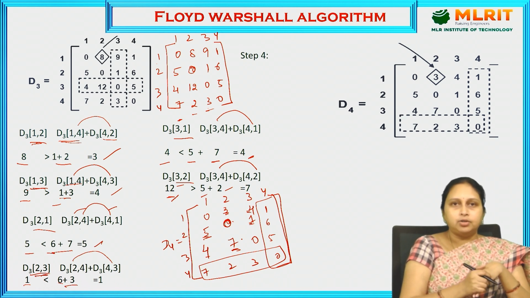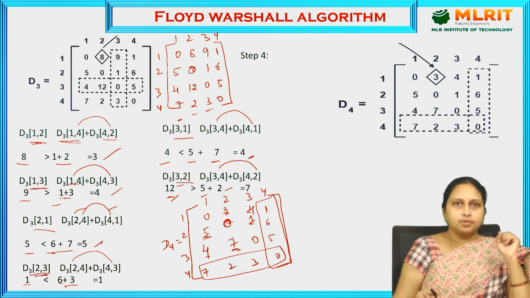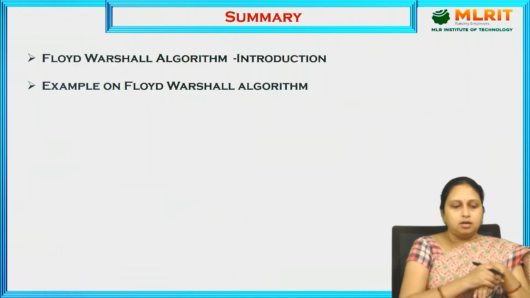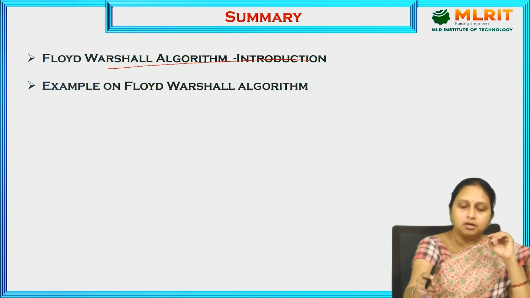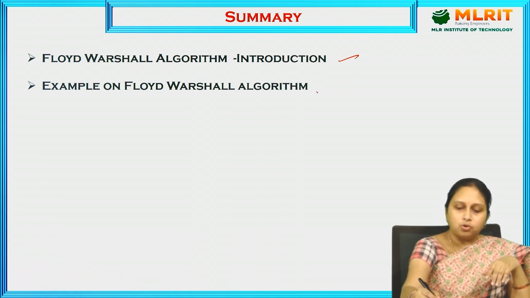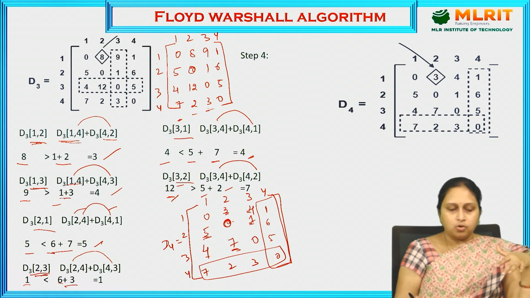Like this way, we are going to represent the Floyd Warshall algorithm, right? We are going to find all 4 different vertices values, and we are going to find the shortest path between all the paths, right? And as a summary, we have seen the introduction part of this Floyd Warshall algorithm and the example also, right? I hope you could understand this example also with the mathematical representations. Thank you.